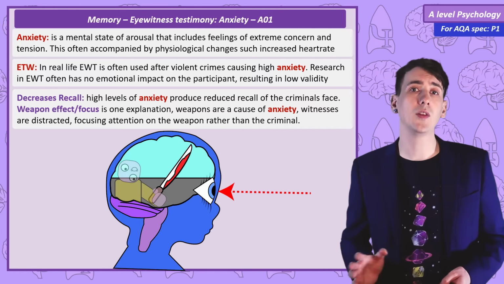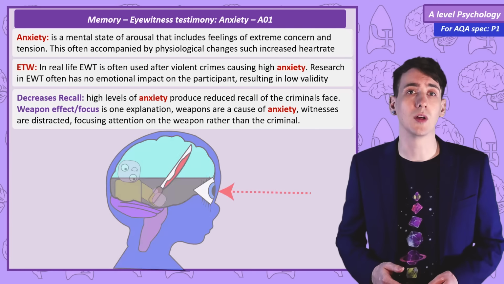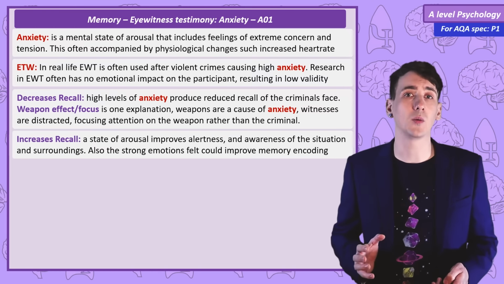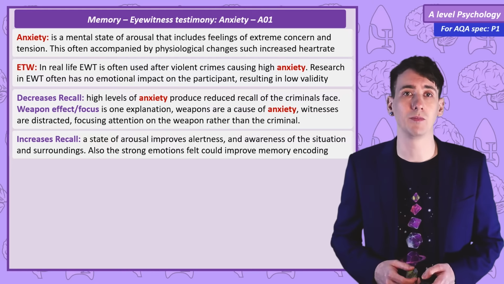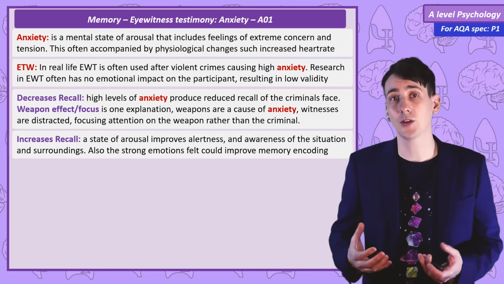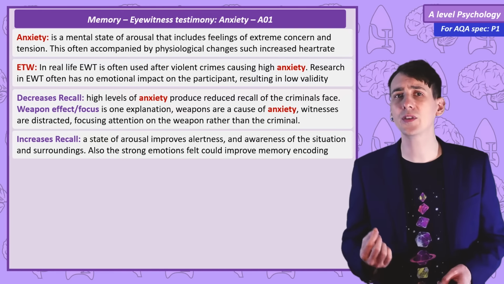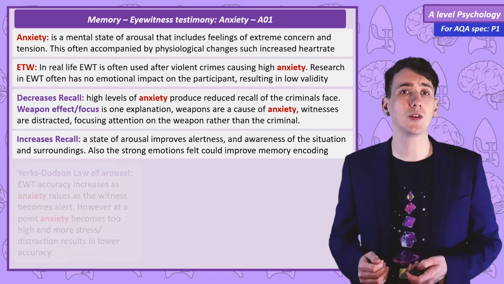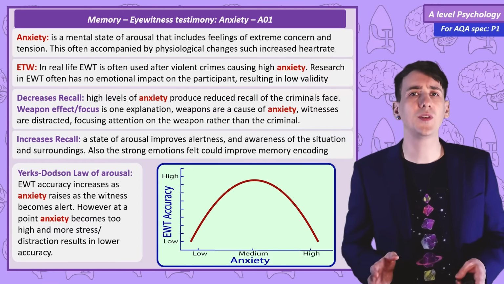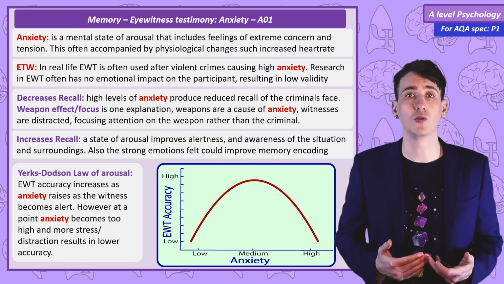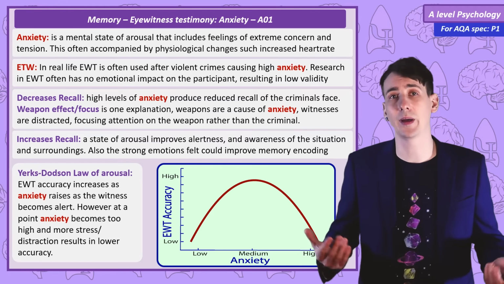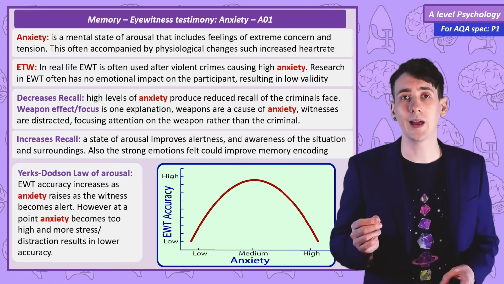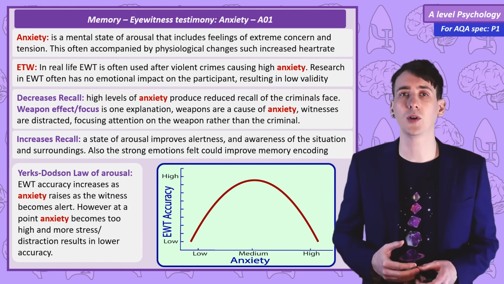criminal. On the other hand, there are psychologists who argue that high levels of anxiety actually increase recall. The anxiety makes the witness more alert to the situation around them, as well as a stronger emotion making a stronger memory. But there is a third theory that brings both of these two opposite ideas together, the Yerkes-Dodson law of arousal. This theory suggests that with very low anxiety, recall is low, because the witness isn't paying attention. As anxiety increases, the witness becomes more aware and focused, so recall improves.